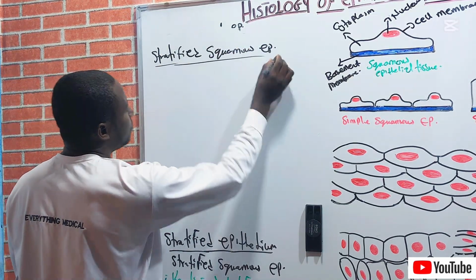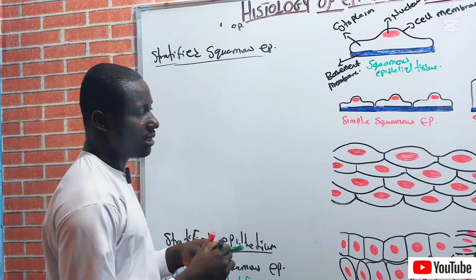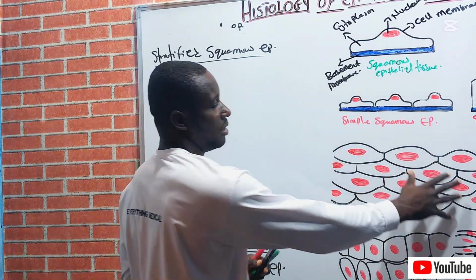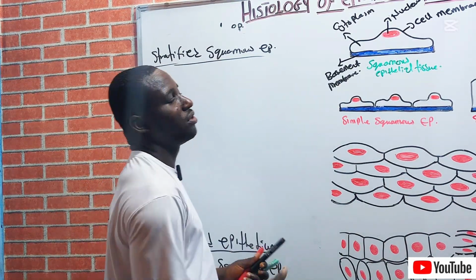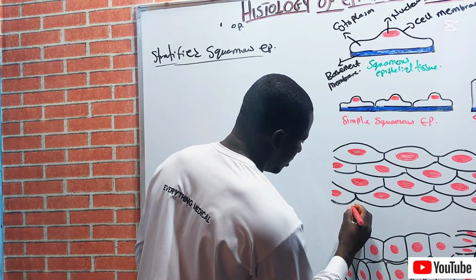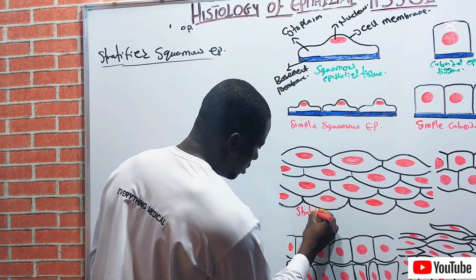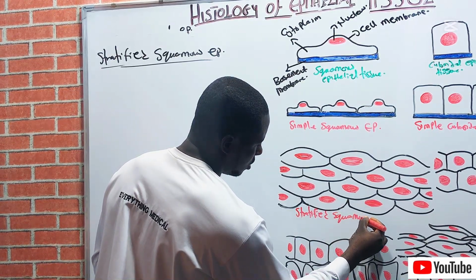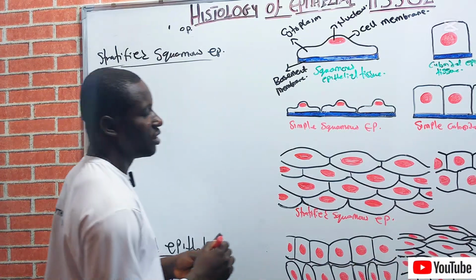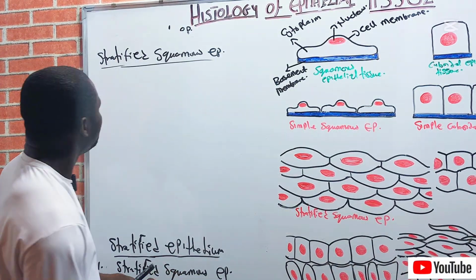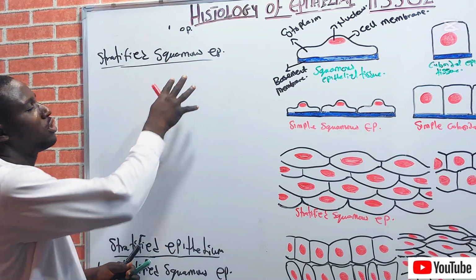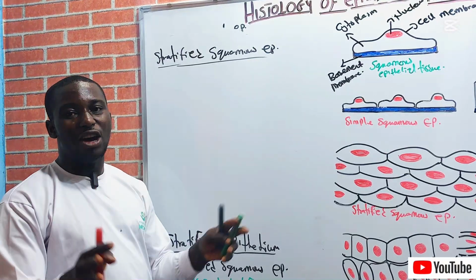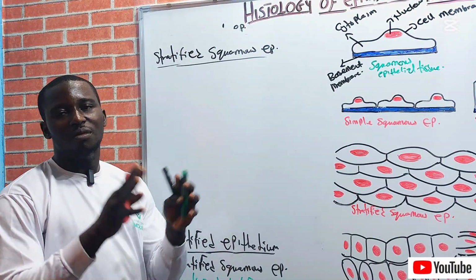Stratified squamous epithelium, recall that there are several layers of cells. You get, they are not like a single layer of cell. So this diagram here shows us the stratified squamous epithelium. So right, let's indicate it. Stratified squamous epithelium. You get. Now, a stratified squamous epithelium is a type of epithelium that has several layers of cells.